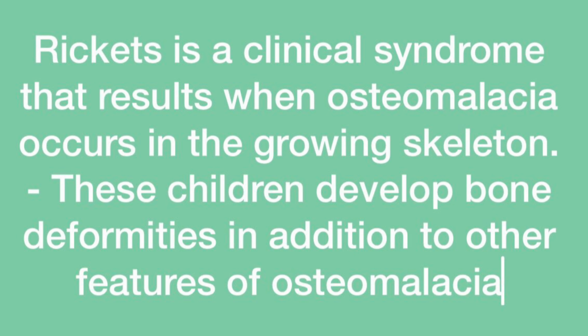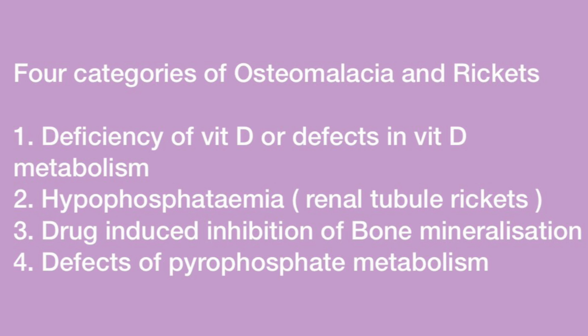Rickets is the clinical syndrome that results when osteomalacia occurs in the growing skeleton. The disease makes its appearance at about the age of 6 months and continues for several years. These patients develop bone deformities in addition to other features of osteomalacia, and its effects may remain for the rest of life.